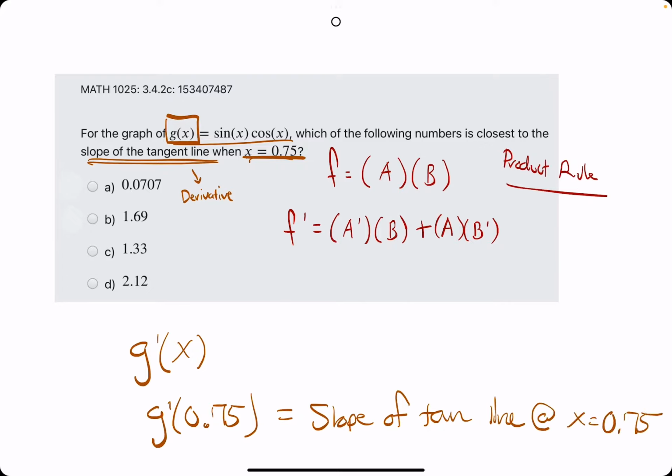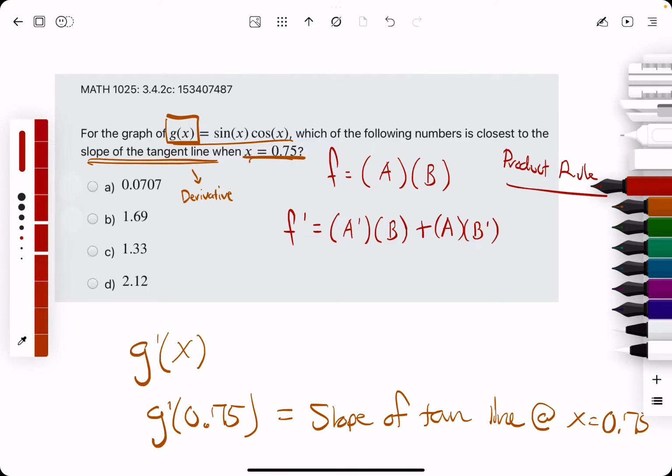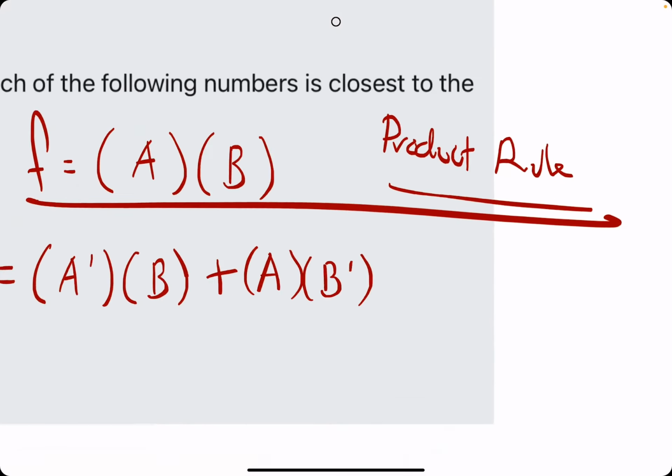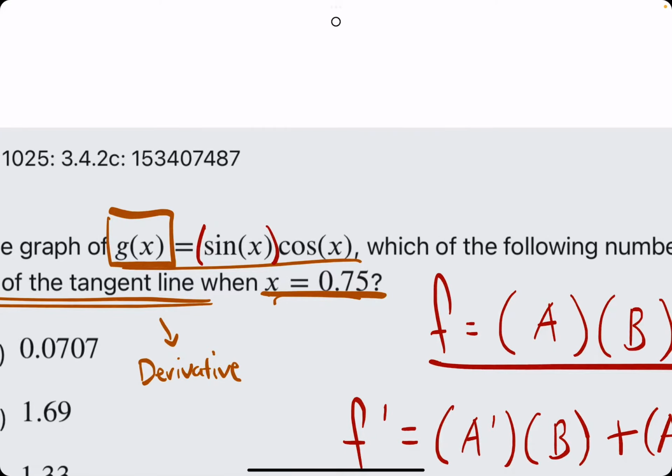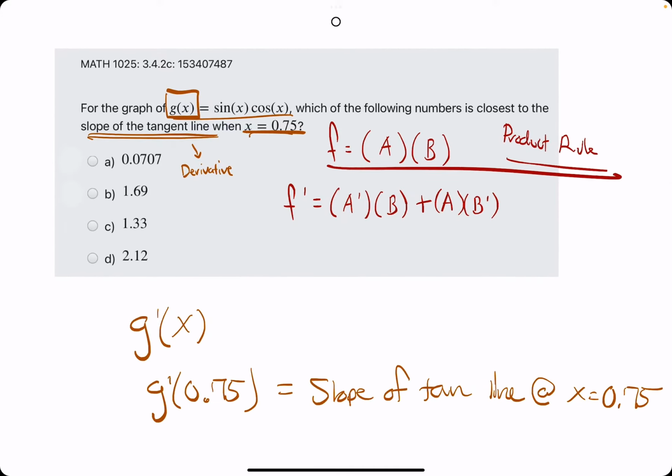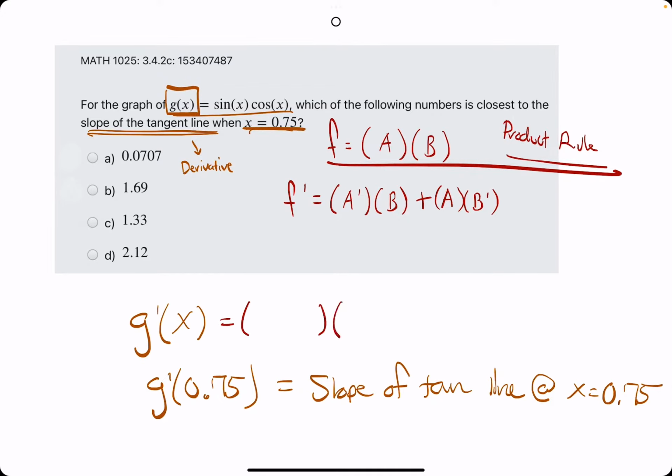So in order to find g prime, we need to use the product rule. How do we know that? We have one x term, sine of x, being multiplied by another x term, cosine of x. So the product of those two leads us to do the product rule when finding the derivative. So we'll go ahead and lay out the format.